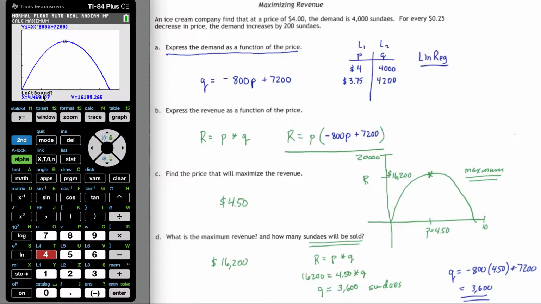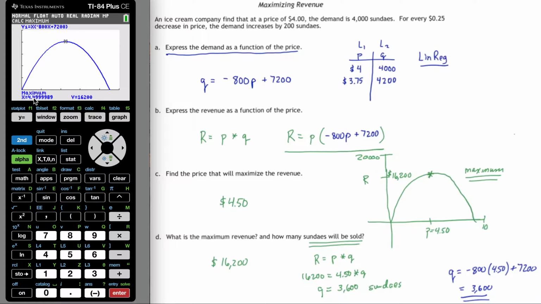Then I'm going to answer the questions. First, it asks for a left bound, so I need to move the cursor to the left of where it reaches its maximum and press enter. Now it asks for a right bound, so I will press the right arrow key until I move to the right side of where it reaches its maximum value, and then I'll press enter. It will try to find the maximum revenue between these two points, these two triangles it creates. And so I can choose a guess or just press enter, and it will lock in on the value at which it attains its maximum value.